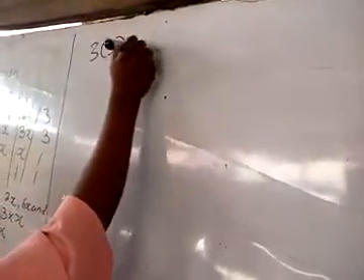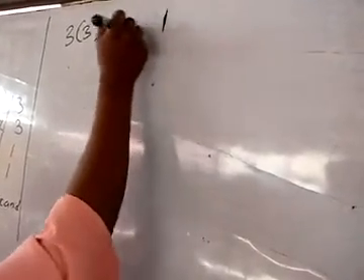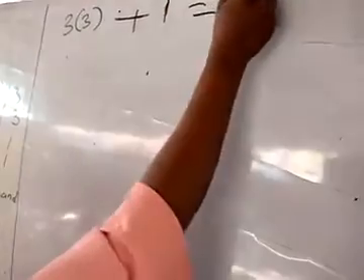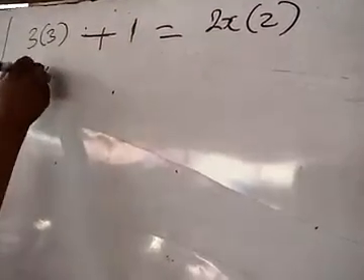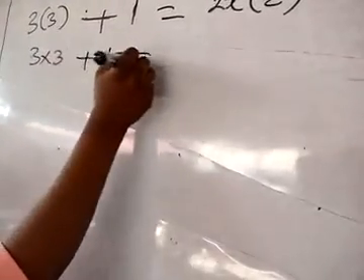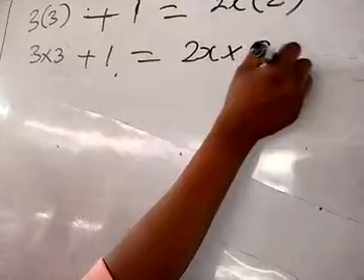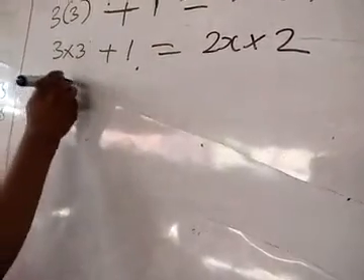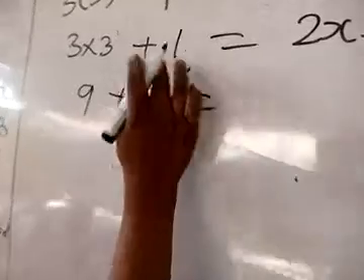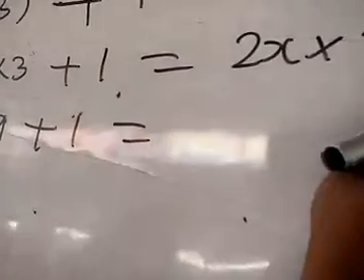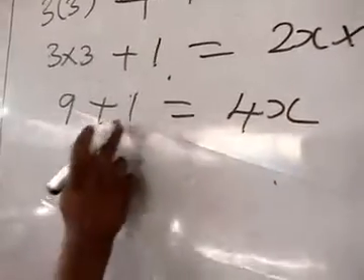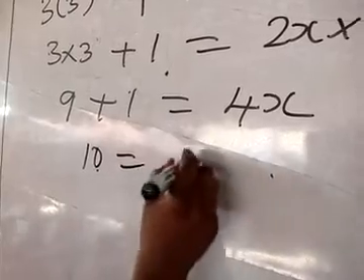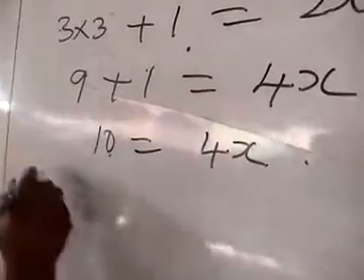Now you are left with 3 bracket 3 plus 1 is equal to 2x bracket 2. Now open the bracket, you have 3 times 3 plus 1 is equal to 2x times 2. 3 times 3 will give you 9 plus 1 is equal to 2x times 2, which will give you 4x. 9 plus 1 will give you 10 is equal to 4x.